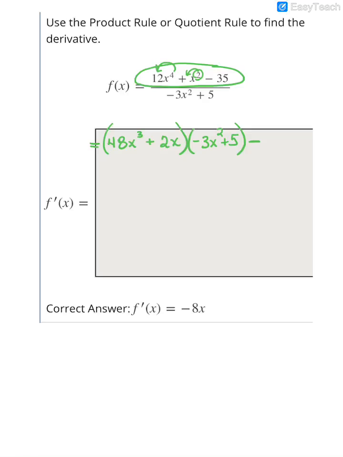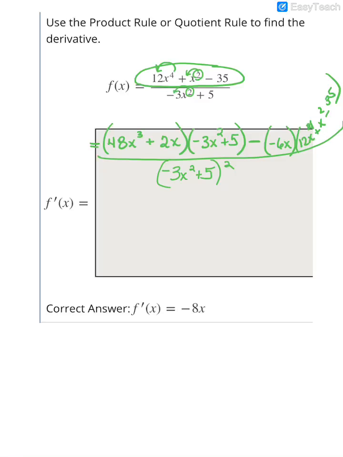All right, so now we're going to take the derivative of the bottom, or the low. So that becomes, pull the 2 down, negative 6x. And then the derivative of 5 is 0, so nothing there. And then that is all multiplied by the top part, which I'm going to have to squeeze in here: 12x to the 4th plus x squared minus 35. And then the whole thing is divided by the bottom squared. So negative 3x squared plus 5, that whole thing on the bottom is squared.